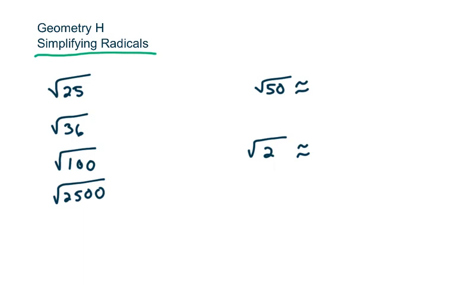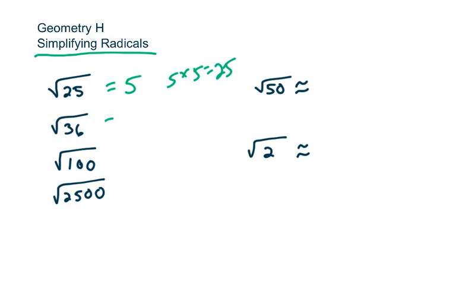So let's just review what a square root means. Square root means what number. Now, technically, this means what positive number, when multiplied by itself, will equal the number under the radical, called the radicand. So square root of 25 equals 5, because 5 times 5 is 25.